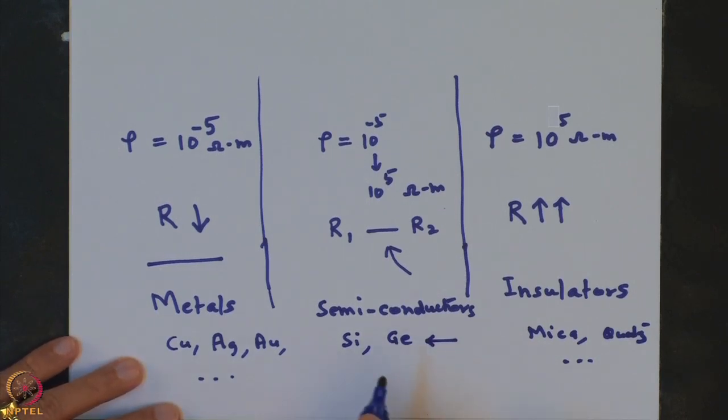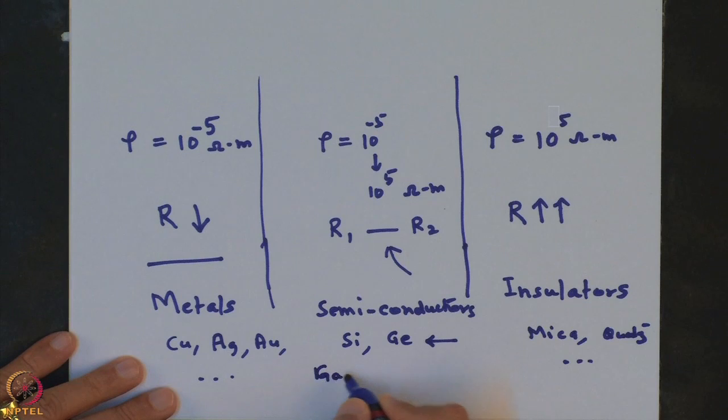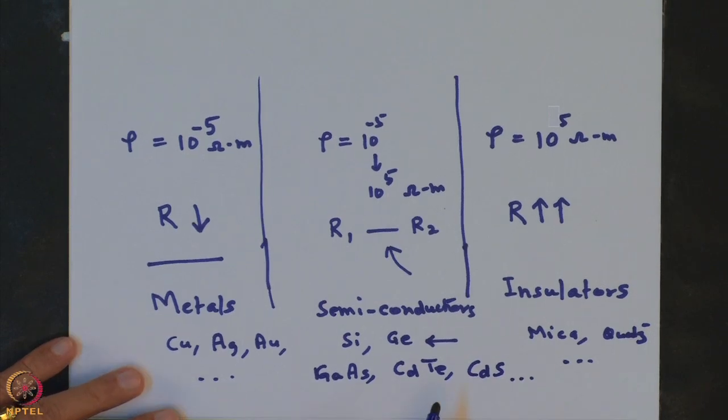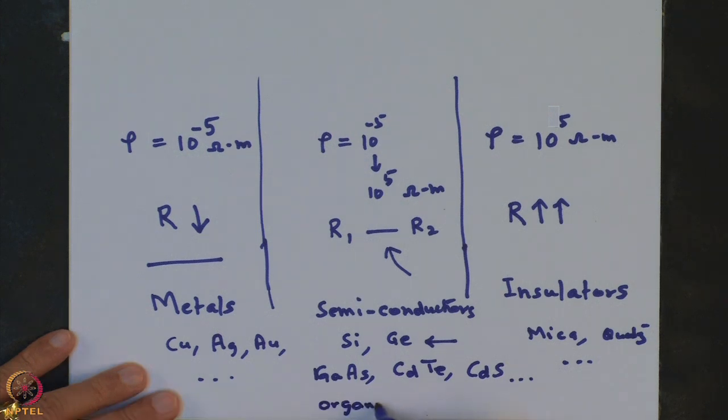But then there are also certain compounds, like for example, we have gallium arsenide, or we have cadmium telluride, or we have cadmium sulfide, and so on. These are the inorganic compounds which have semiconductor properties. And we also have organic semiconductors, like several organic polymers which are there. So, organic semiconductors as well.